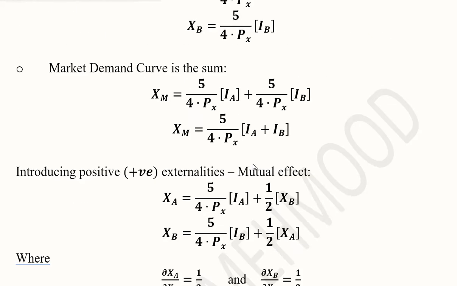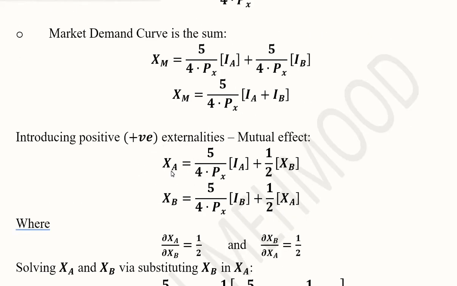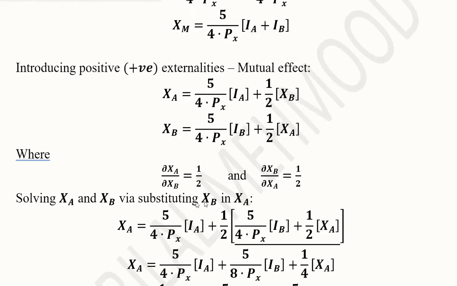So the mutual effect is that the demand curve of good X by household A can be positively affected by the demand of the same good by household B, and the effect is basically half of the demand by household B. In the same way, household B can be positively affected for their demand from the demand of good X by household A, and this effect is actually half of the demand for good X by household A. Now you can see that these two terms are basically added to show the mutual effect.